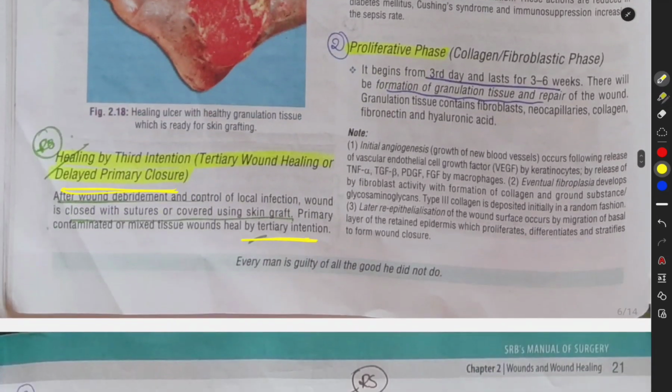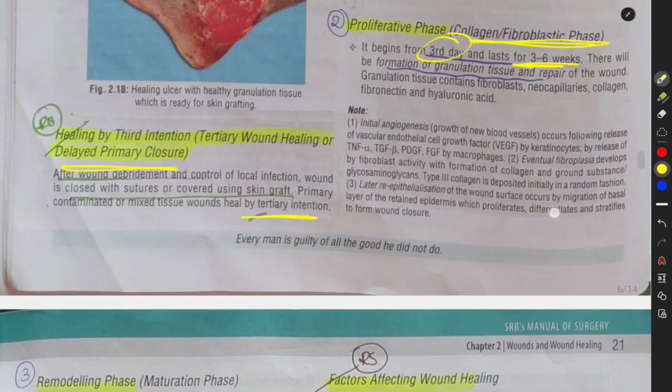The second phase is the proliferative phase. This lasts from the 3rd day to 3 to 6 weeks. Here there is formation of granulation tissue. This is all about the proliferative phase. It is also called the fibroblastic or collagen phase.